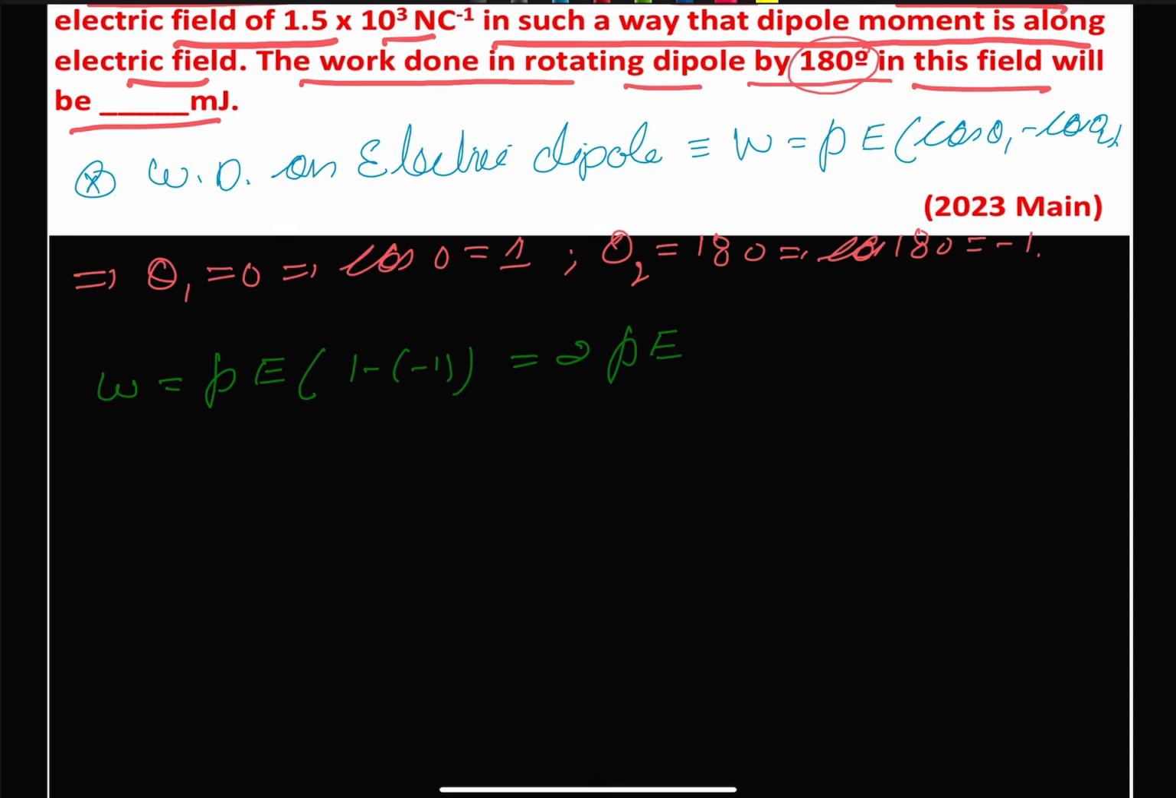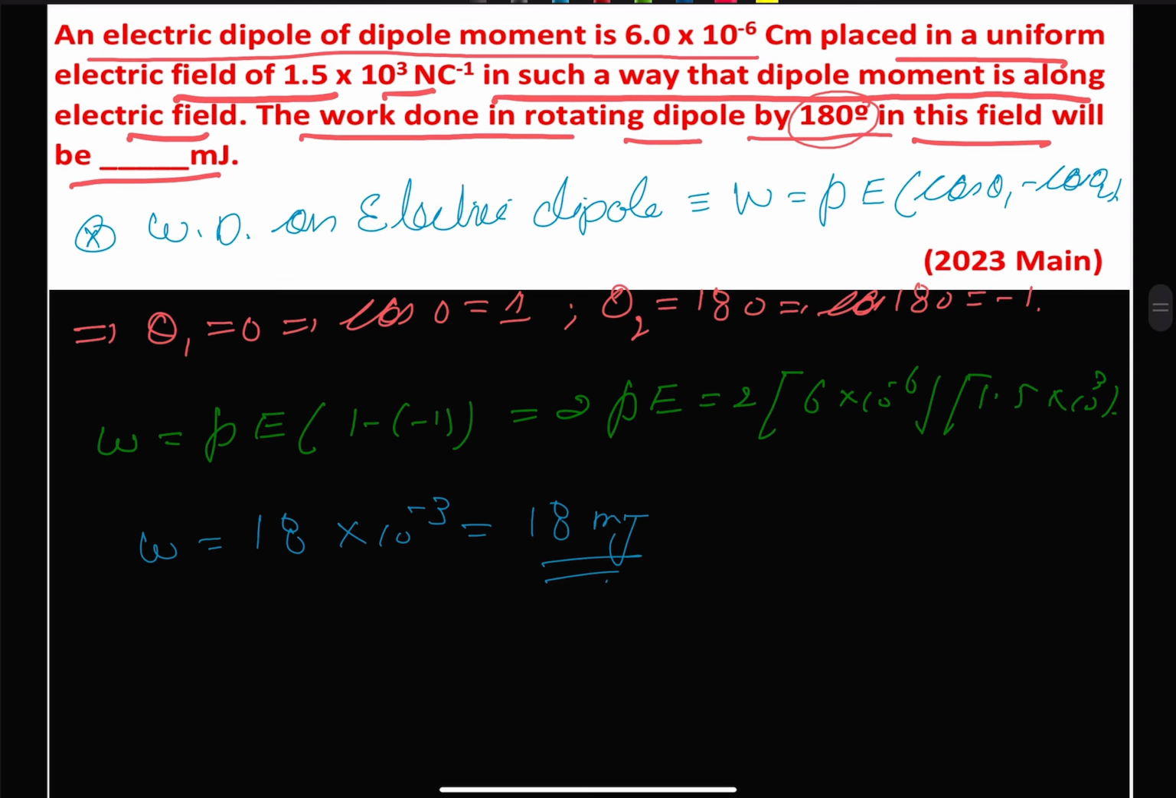We substitute it, we get 2p is our 6 into 10 to the power minus 6. Electric field is our 1.5 into 10 to the power 3, and we get work done is equal to 18 into 10 to the power minus 3, which gives us 18 millijoules. So we have this as 18 millijoules. Next question.